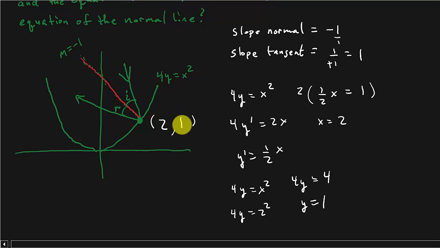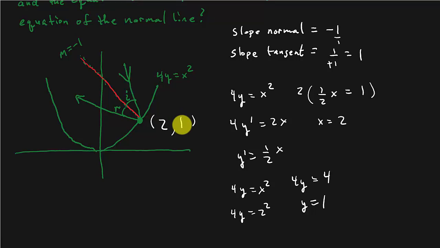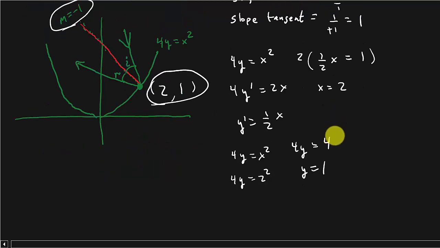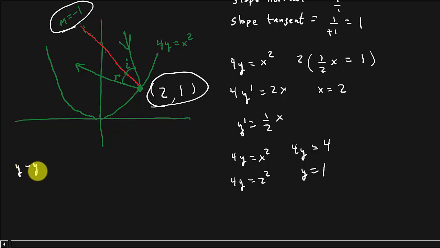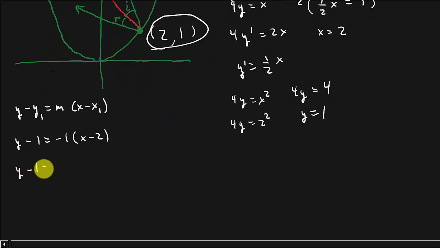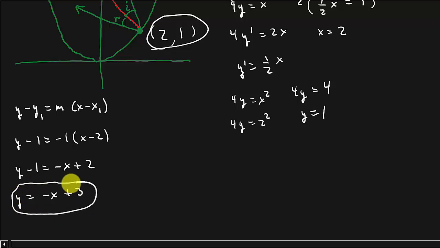And so can I find the equation of the normal line? Well, sure I can. I've got the slope. I've got my point. And so I'm going to use y minus y1 equals m times x minus x1. And so y minus 1 equals -1 times x minus 2. And so this is going to be y minus 1 is -x plus 2. So y equals -x plus 3. And that is the equation of your normal line.